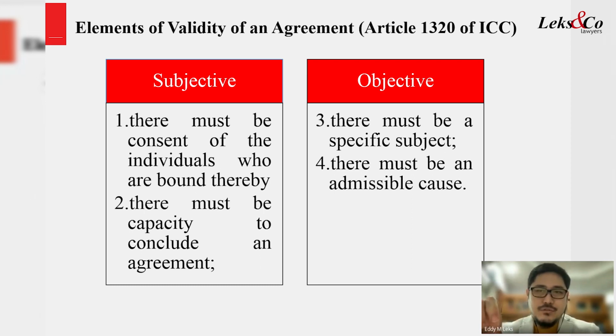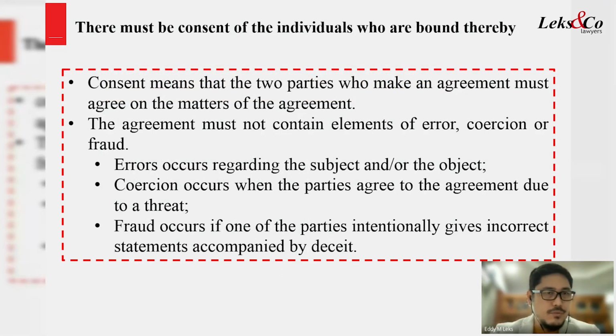So the object must be definite, must be clear, must be specific, and there must be an admissible cause. So the contents of an agreement must be legitimate, must be admissible legally. So the third and the fourth elements are called objective requirements. So subjective and then objective. Okay, we will go one by one.